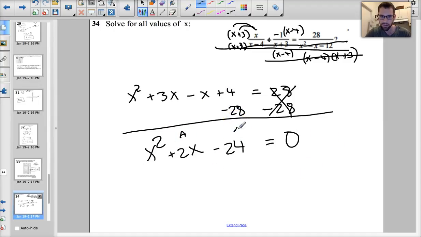Two numbers that add to 2 and multiply to negative 24. I think a 6 and a 4. So I'm going to have an x plus 6 and x minus 4 equals 0.